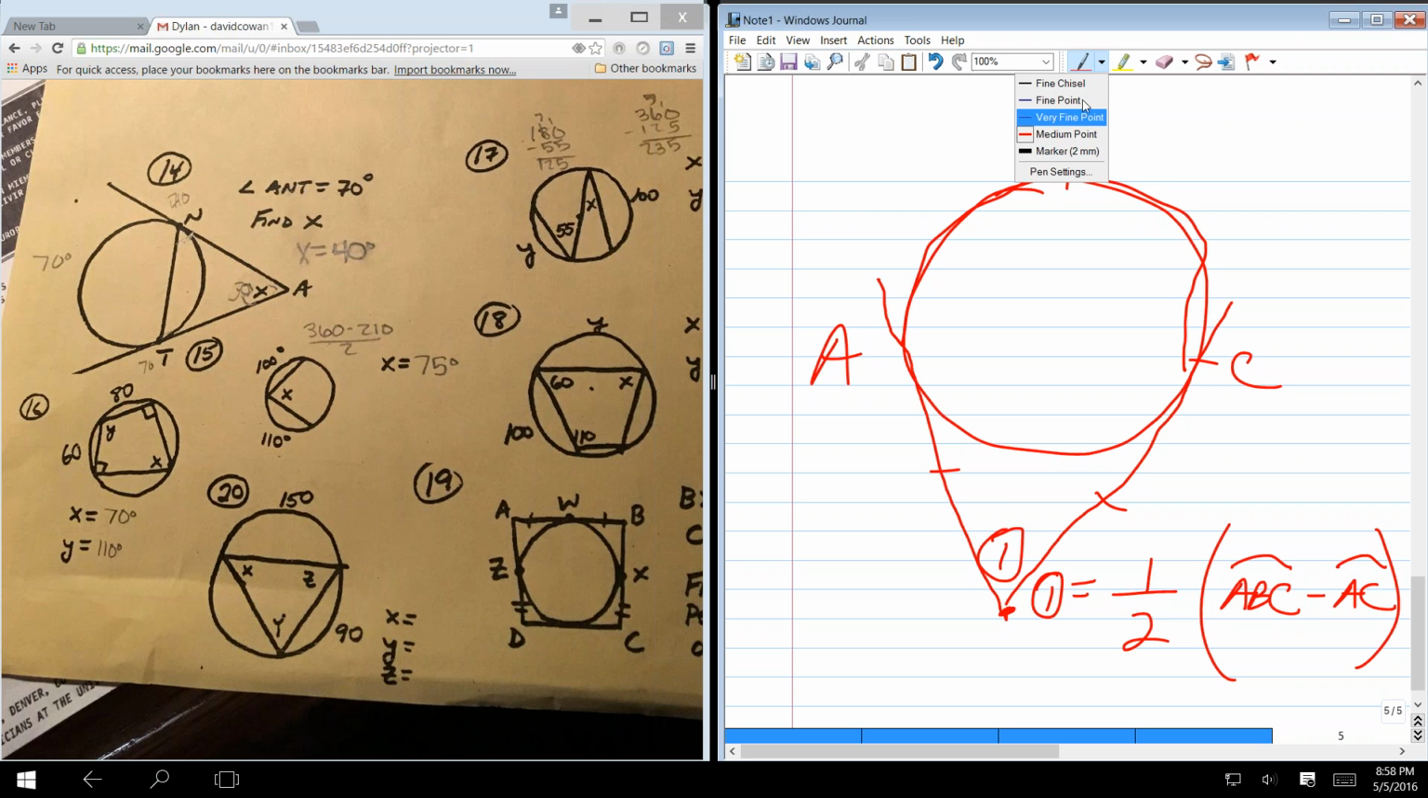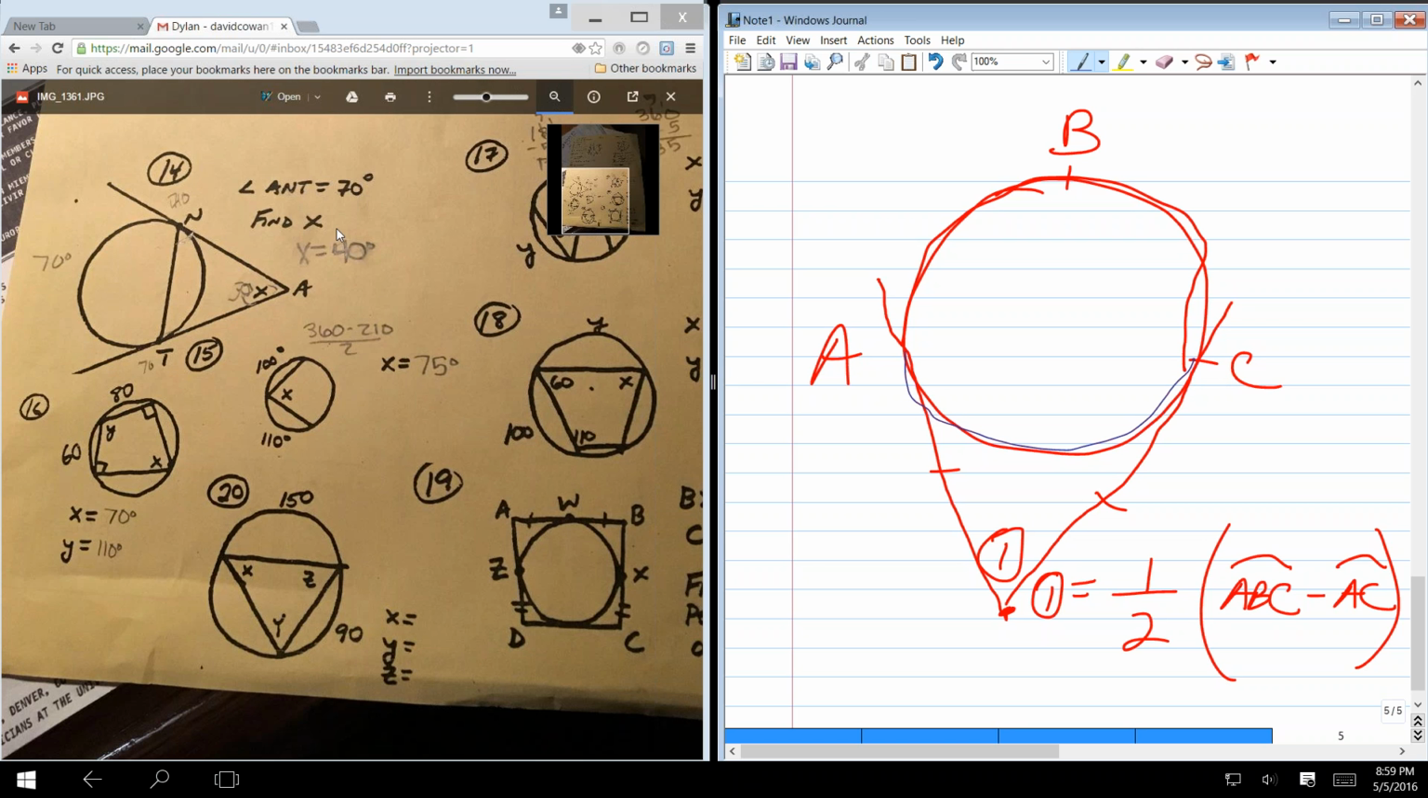These two tangent lines are always going to give you that arc and this arc. And usually the red one is the bigger one. In fact, I think it always is. Yeah, it is. You cannot create this drawing without making ABC bigger than AC. But it's the difference and half of the difference. So in this drawing, what do they give us?